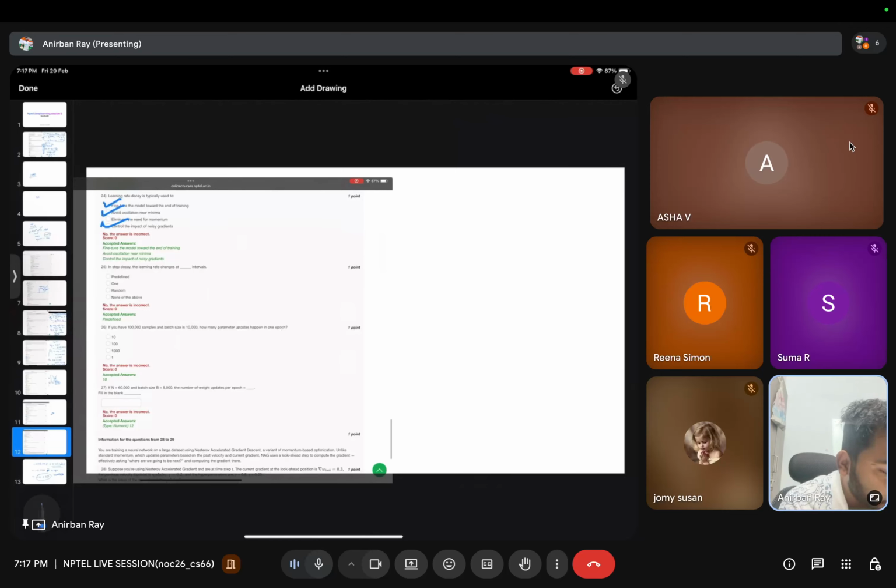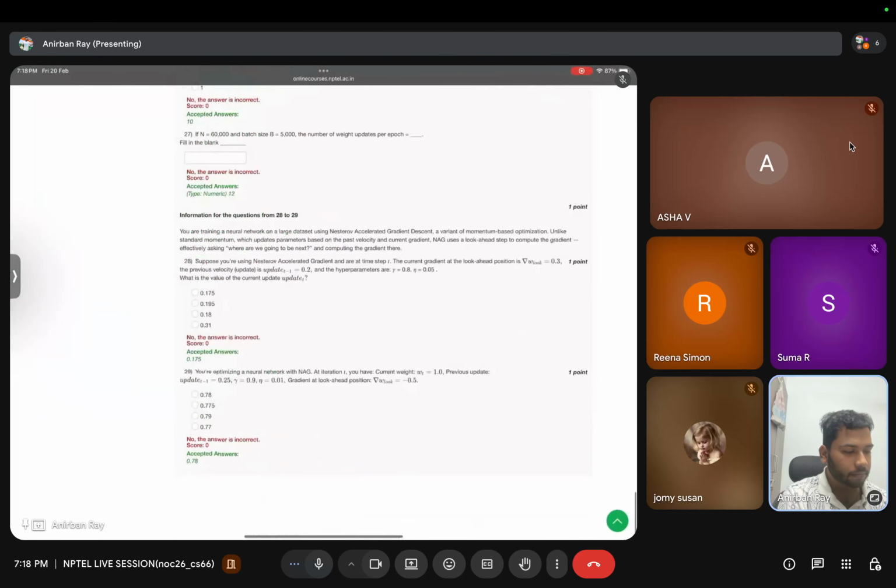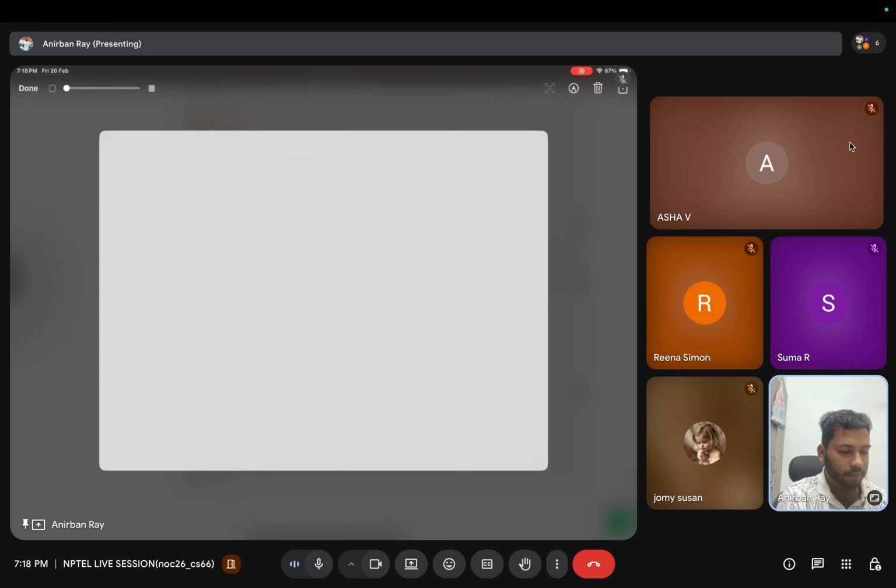In step decay, the learning rate changes at predefined intervals. So that's very easy. If you have 1 lakh samples and the batch size is this, then 10 steps are required. How many parameter updates did happen? 10. Okay. If the batch size is 5000, then this is 12, right? Number of weight updates per epoch is 12. Okay. You're training a neural network. Two more questions are left.